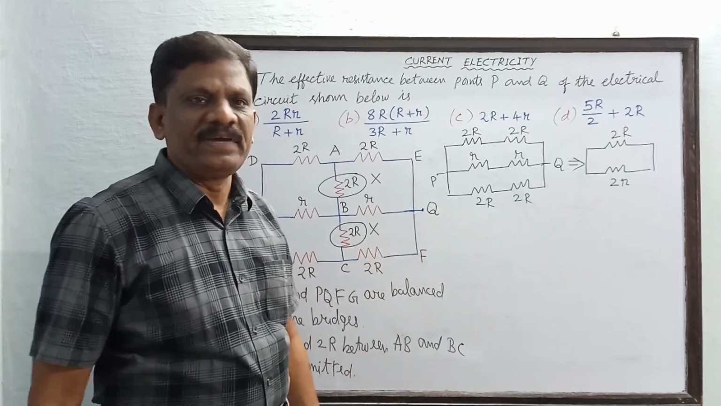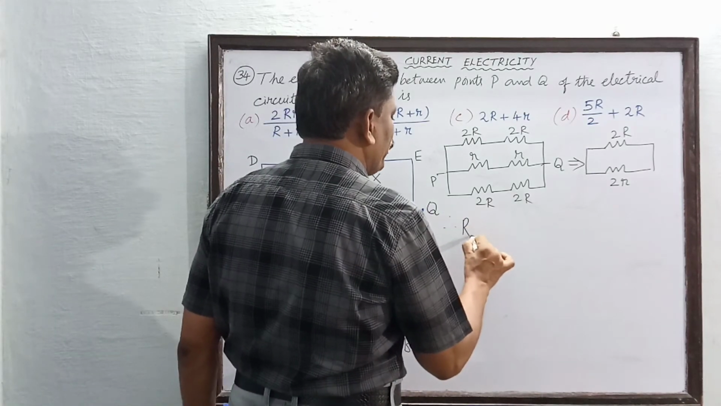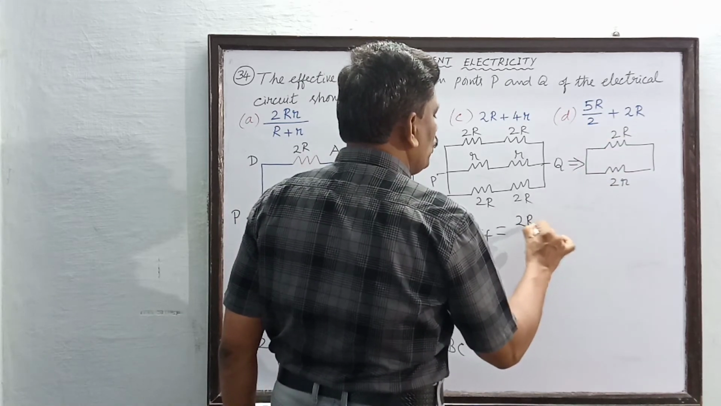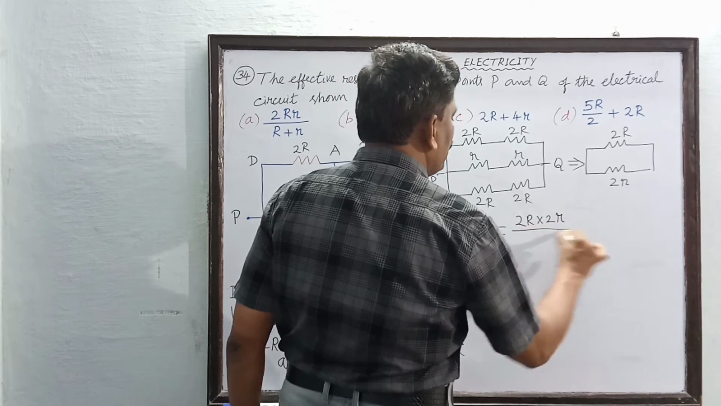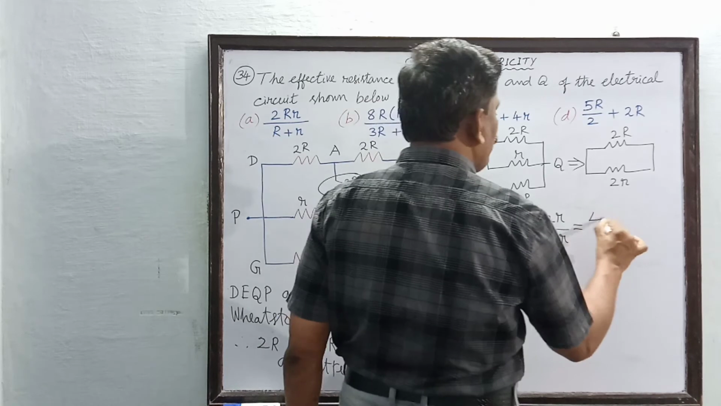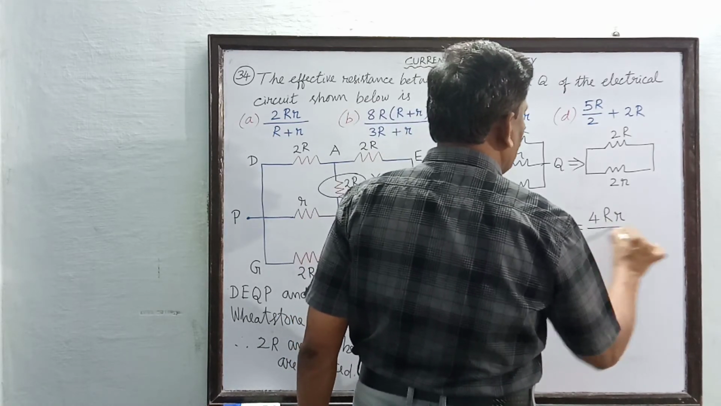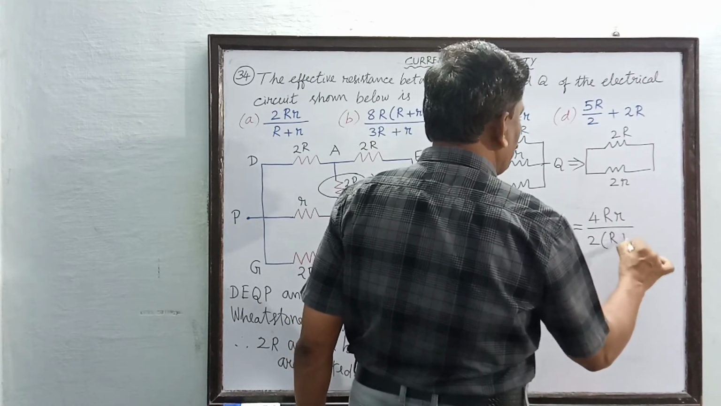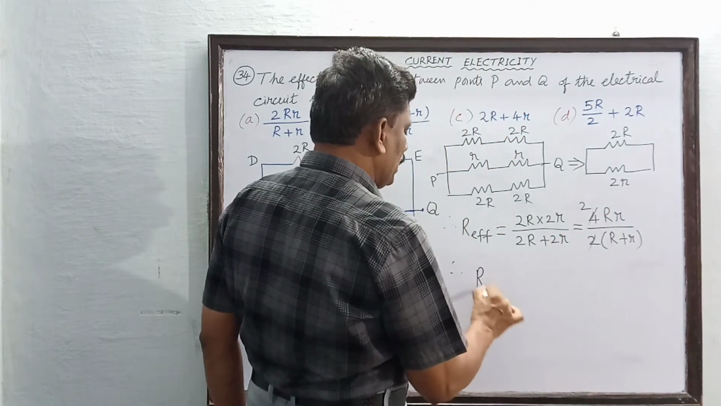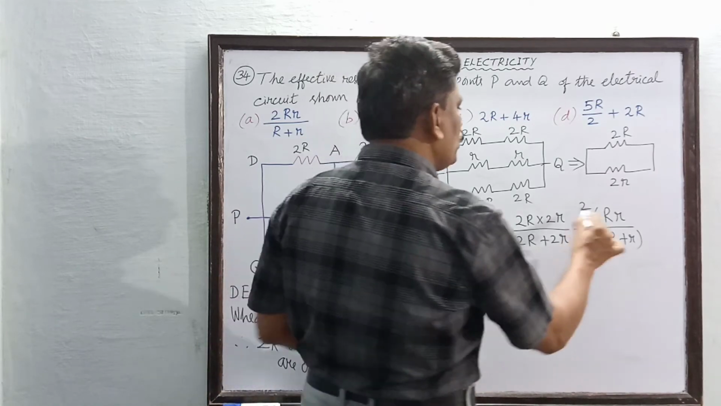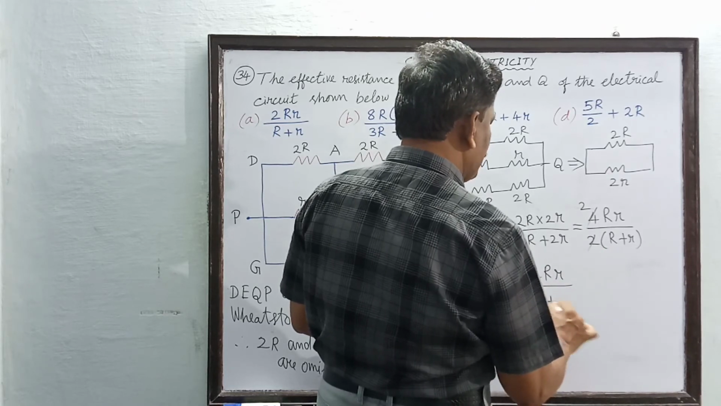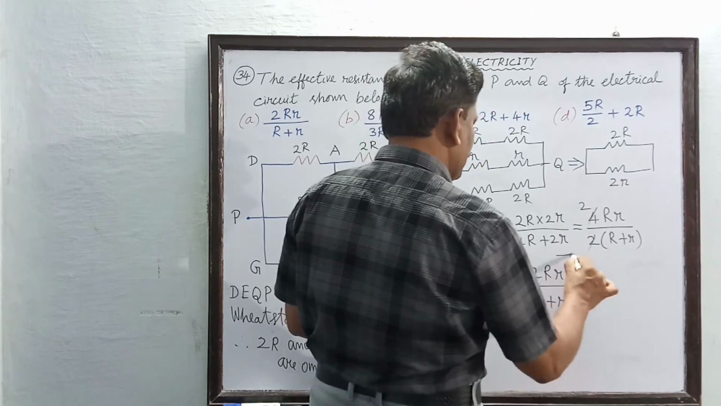Now we can find the effective resistance. Therefore, R effective is equal to the parallel combination of these two. So this is 2R into 2 small r divided by 2R plus 2 small r. 2 into 2 is 4, so 4 capital R small r divided by 2 into R plus r. This 4 by 2 is 2. Therefore, R effective is equal to 2 into capital R small r divided by R plus r. So this is the answer.